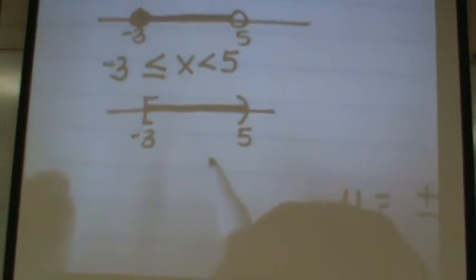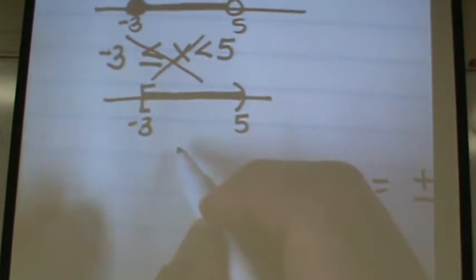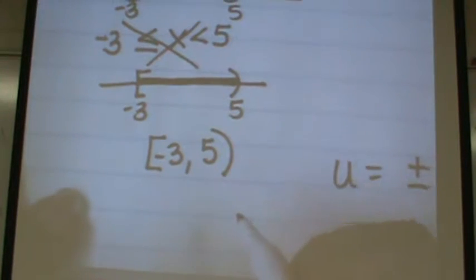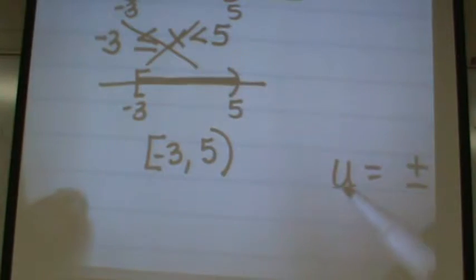And now, how do you write this answer? Instead of writing it like this, we have an easier way to write it. What do we write? Bracket -3, comma, 5, parenthesis. Easy? Okay, now, last one.